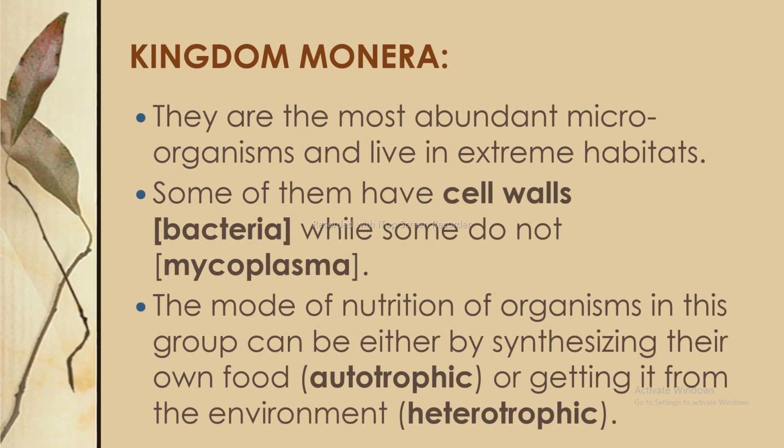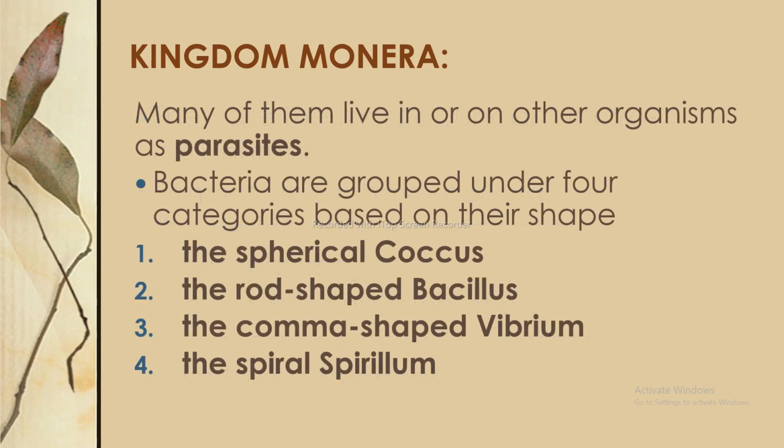The mode of nutrition of organisms in this group can be either by synthesizing their own food, autotrophic, or getting it from the environment, heterotrophic. Many of them live in or on other organisms like parasites. Bacteria are grouped under four categories based on their shape: the spherical coccus, the rod-shaped bacillus, the comma-shaped vibrio, and the spiral-shaped which is called spirillum.